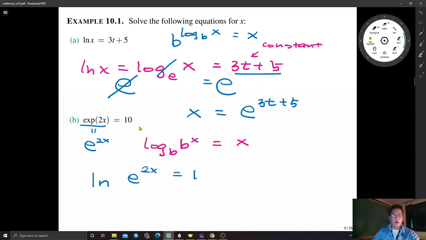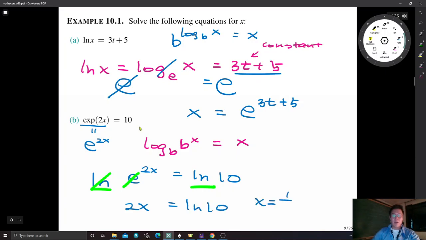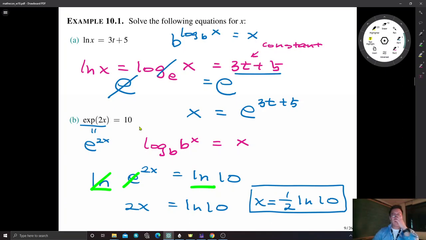Now we take the natural logarithm, so ln of 10. I took the natural logarithm of both sides. Then the left hand side becomes, ln and e cancel, so we have just 2x, that is ln of 10. So x is going to be 1/2 ln 10.